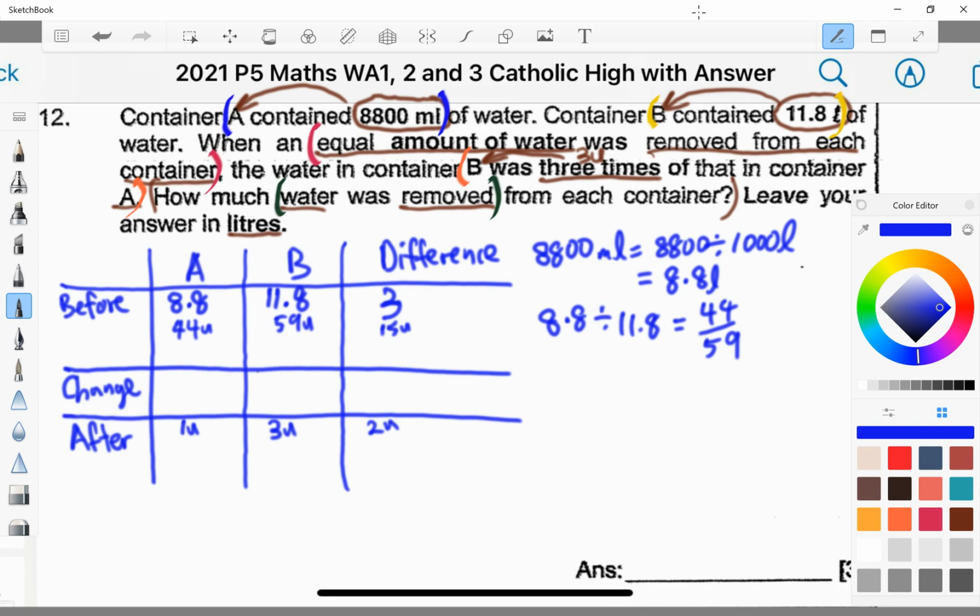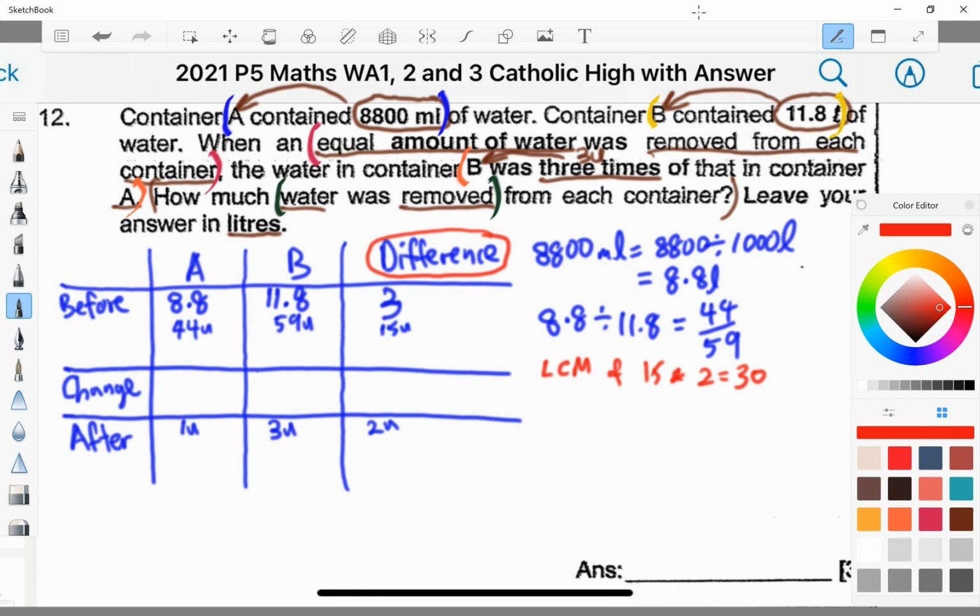So our objective is actually to make the difference the same for the before and after if we're using this method. So I'll circle difference. And I can achieve that by finding the LCM. LCM stands for lowest common multiple. The LCM of 15 and 2 is actually 30. So we need to turn the difference into 30 units for the before and after.